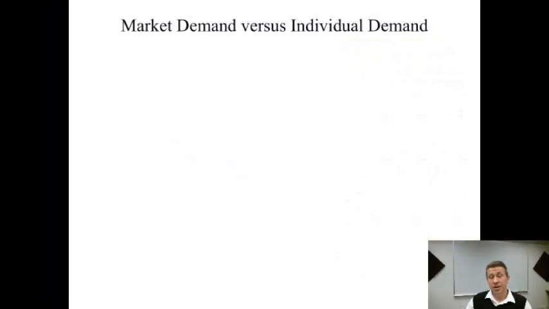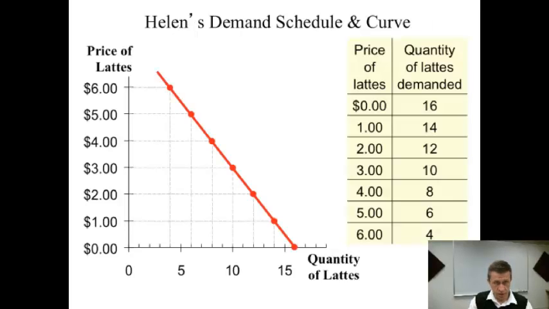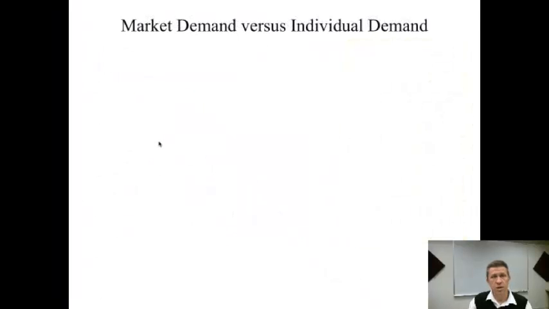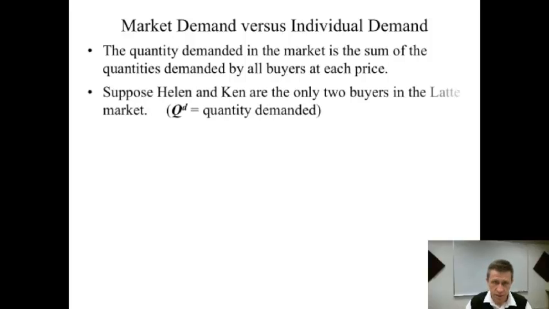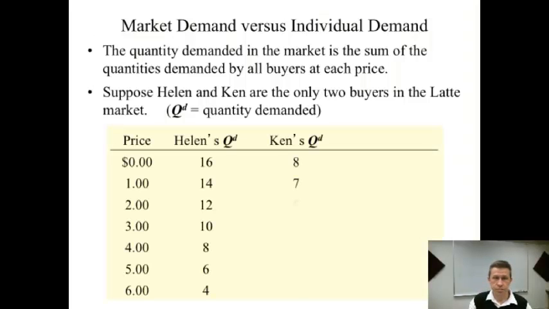Now, what we just looked at was a demand curve for Helen only. This is Helen's demand schedule and demand curve. As mentioned, we could look at the market demand, and all you do is take the sum of the quantities demanded at each price and add it together. So here, as a very simple example, suppose you just have 2 people, only Helen and Ken, who are the only 2 buyers in the latte market. At the various prices, we know what Helen's demand schedule was. Here's Ken's demand schedule.